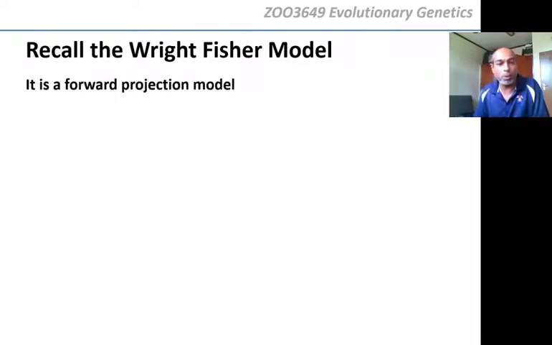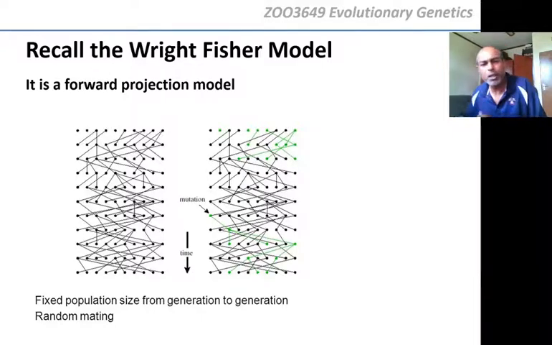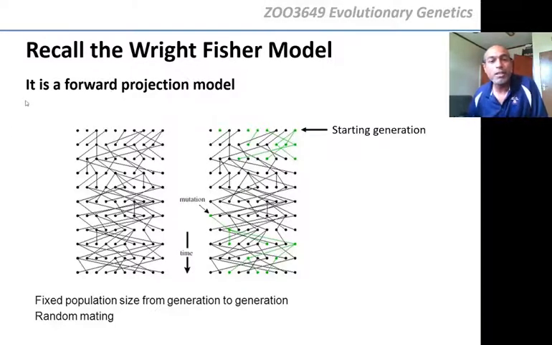So recall the Wright-Fisher model, the Wright-Fisher population, which we learned about. This is what we call a forward projection model. Okay, now what I mean by that is, imagine here's your Wright-Fisher population, and you start at the top line. So the top line is generation 1, and you see there that there are lines from the top dots. The top dots are each individual in generation 1, and you see the lines connecting the individuals in generation 1 to where? The individuals in the next generation, okay?